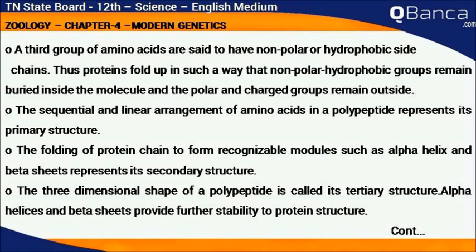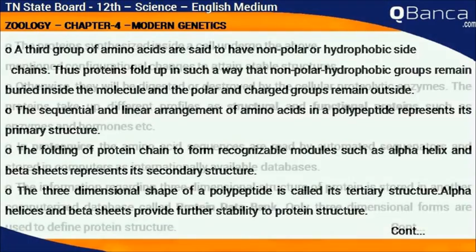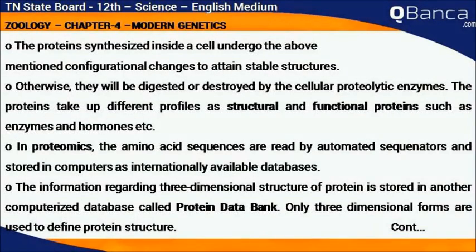The sequential and linear arrangement of amino acids in a polypeptide represents its primary structure. The folding of protein chain to form recognizable modules such as alpha helix and beta sheets represents its secondary structure. The three-dimensional shape of the polypeptide is called its tertiary structure. Alpha helices and beta sheets provide further stability to protein structure. The proteins synthesized inside a cell undergo the above-mentioned configurational changes to attain a stable structure. Otherwise, they will be digested or destroyed by cellular proteolytic enzymes.